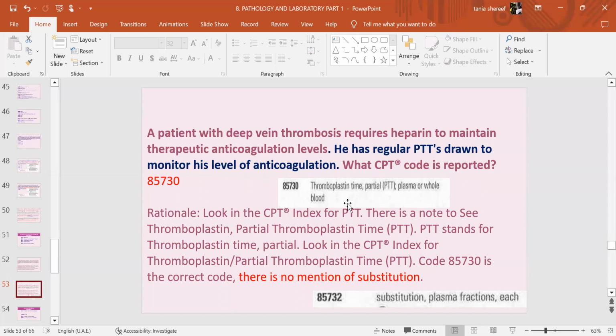So in relation with PTT, we can see two codes. One is in relation with plasma or whole blood. The other is substitution plasma fraction. They have not mentioned any substitution, so we are considering 85730, that is the PTT plasma or whole blood.